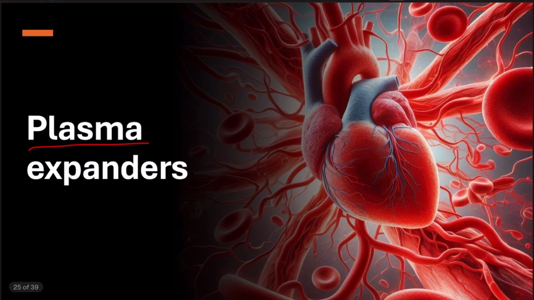Now coming to the next topic, that is the plasma expander. So we have completed the different types of shock. Broadly the shock is divided into four categories: hypovolemic shock, cardiogenic shock, obstructive shock, and distributive shock. In hypovolemic shock, the mainstay of management is giving intravenous fluids. In cardiogenic shock, we give inotropes and vasopressors. In septic shock, which is a type of distributive shock, we give fluids, and we also give the further medications which have already been discussed.